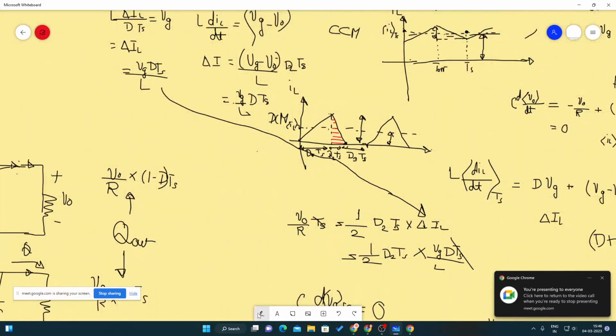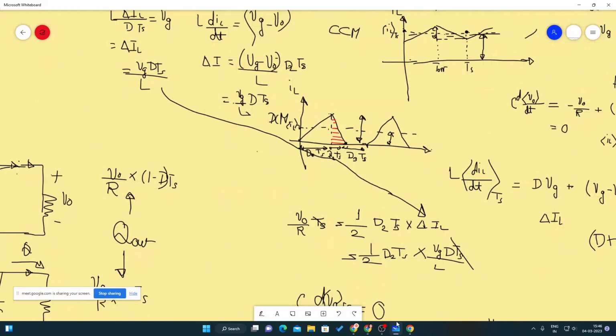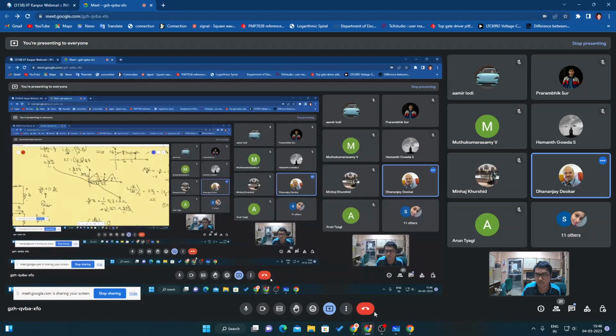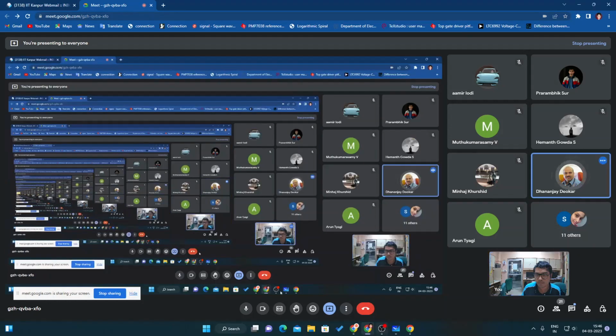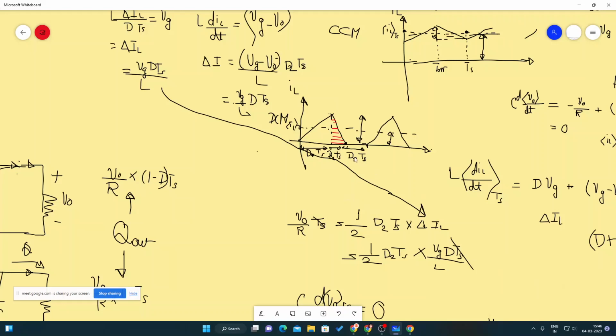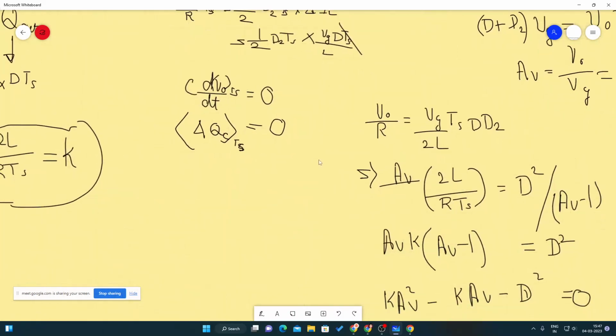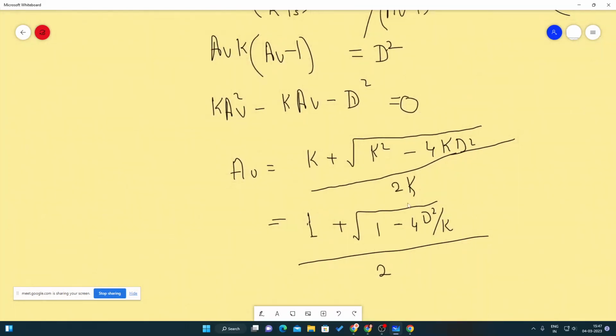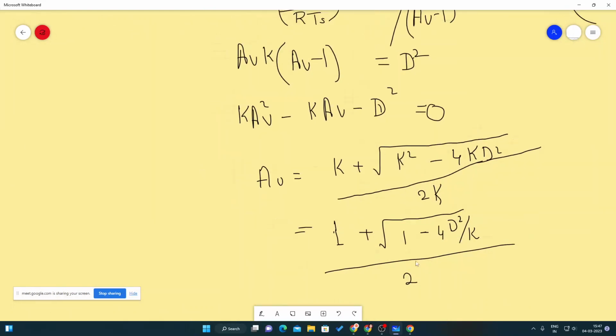Any other query? But it means that the D2 and D3 are not coming in the final equation, and only that L by RTS. The L by RTS basically becomes a deciding factor. It means the gain becomes a function of that 2L by RTS.